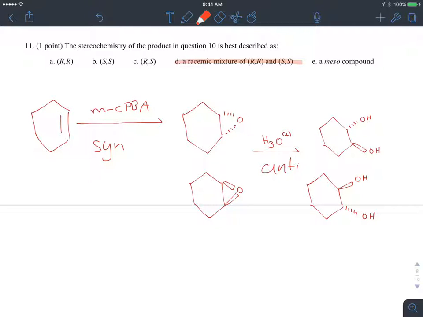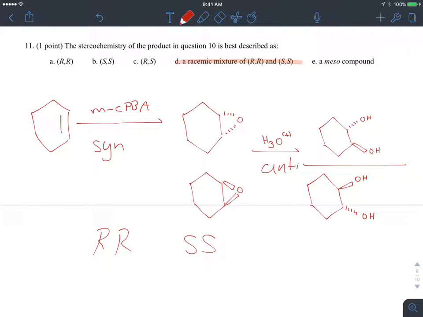Now, if you do the stereochemistry here, you'll notice that one is RR, the other is SS. I won't tell you which one so that you can practice that. But a racemic mixture is, by definition, a 50-50 solution of enantiomers. And RR and SS are enantiomers, right? You can see how if we were to put a mirror plane there, this is the mirror image of this guy, and that's the definition of enantiomers.